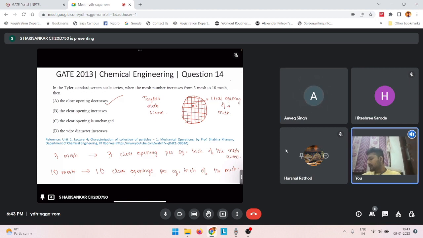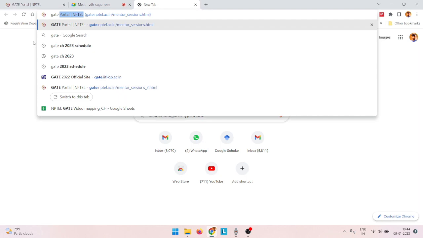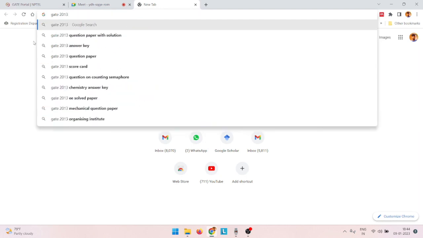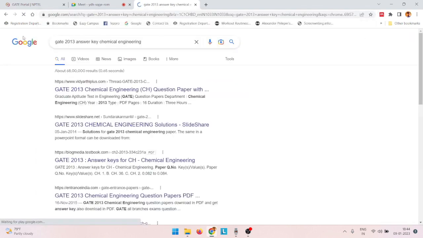Yeah, that is what I am also trying to check with the answer key. So this can have two meanings. Either the area of the clear opening decreases or the number of clear openings increases. So let me just check the answer key and see what they have said. In the meantime, if you guys can also search for some answer keys for this GATE 2013 question, just do it on the side and we'll check it side by side.